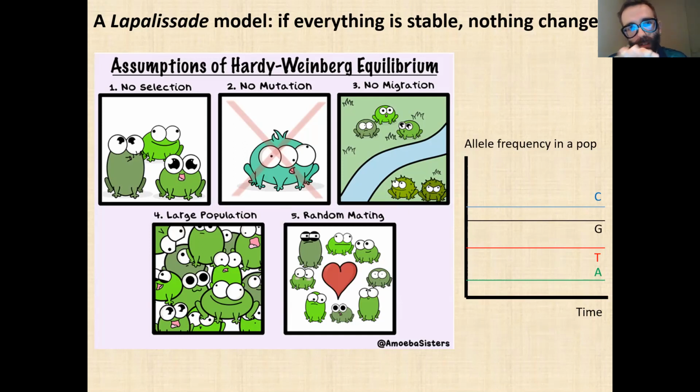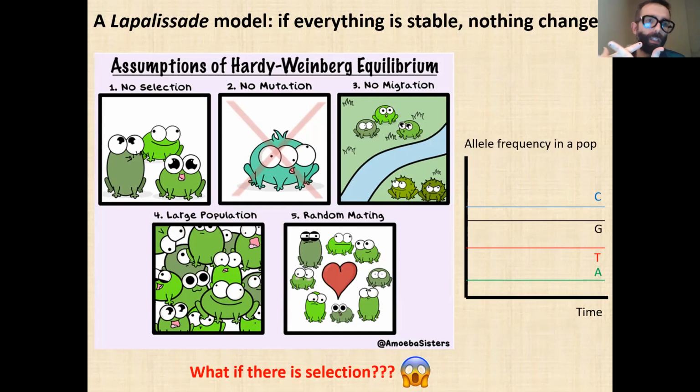That's in population genetics, that's our null hypothesis. And we are precisely interested in knowing when one of these criteria is not respected and how this can explain the change of allele frequency in a population. And especially today, adaptomics. So we're especially interested to know when selection is acting, what's going to happen.